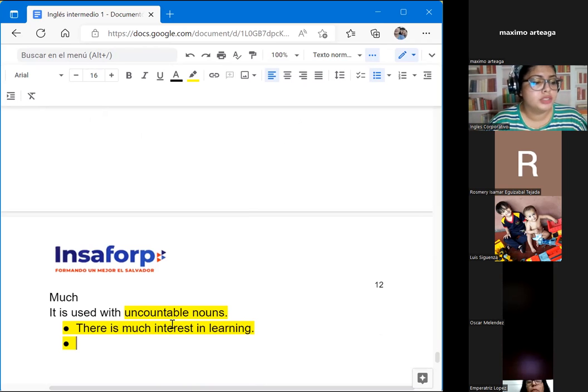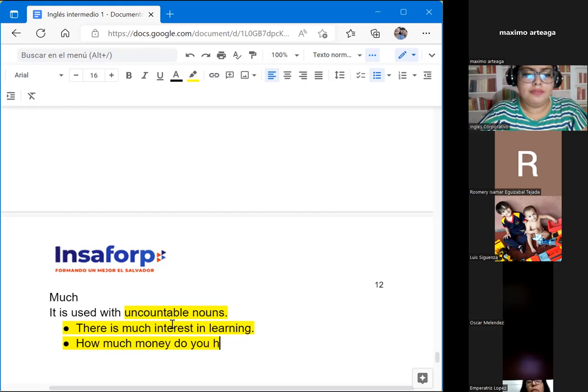Then we have, how much money do you have? Again, money is uncountable, because in that case, we are talking about not something physical, it's like an amount. So in that case, we cannot have it as a countable noun. El dinero se cuenta de una manera diferente, lo contamos por cantidades, no por cuántos billetes tenemos. Eso sería preguntar, how many coins do you have? ¿Cuántas monedas tienes?